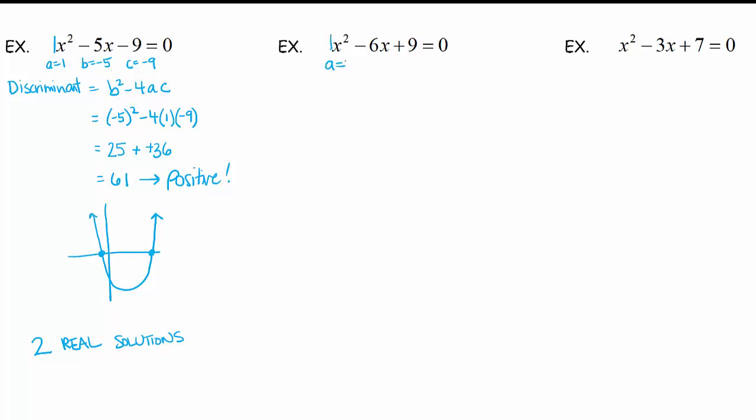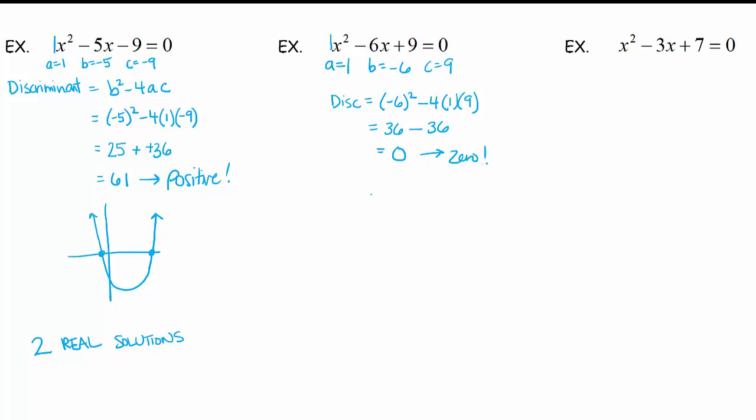A is 1, B is negative 6, and C is 9. What's our discriminant here? I'll just write DISC. Let's plug into our formula. B gets squared, and then we subtract 4 times A times C. I just plugged into that discriminant formula. And now I'll simplify. Negative 6 all squared is positive 36. Minus 4 times 1 times 9, that's also 36. So this time we got a discriminant of 0.